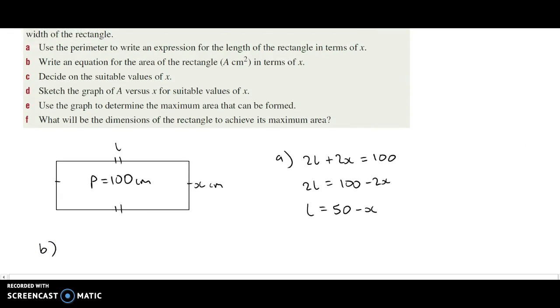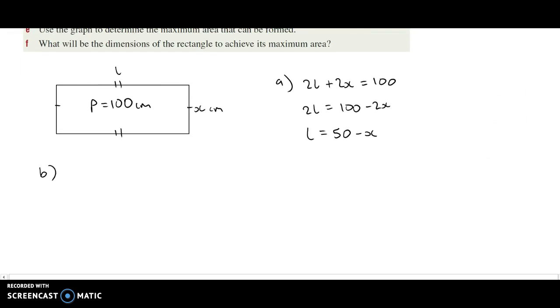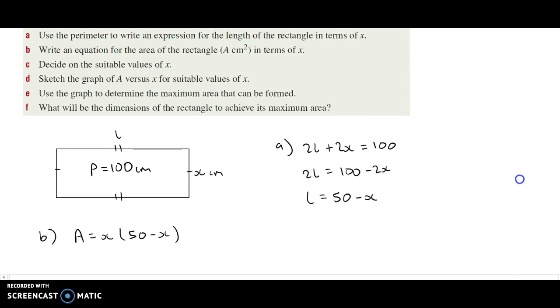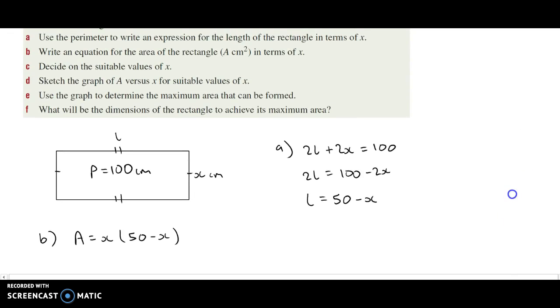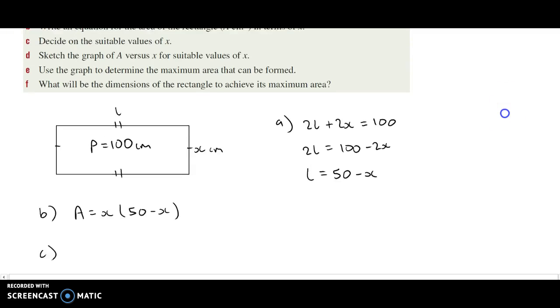Part B says write an equation for the area of the rectangle in terms of x. Now, we know the area of the rectangle is going to be x, so the width, times the length, and we know our length is 50 minus x. We just found that in part A. So that's part B. We've written an equation for the area of the rectangle in terms of x. Let's have a look at part C.